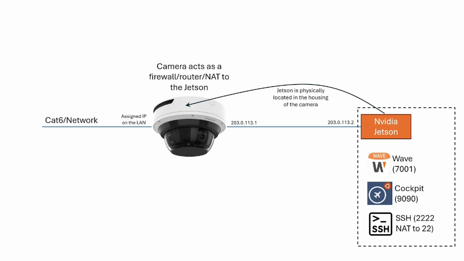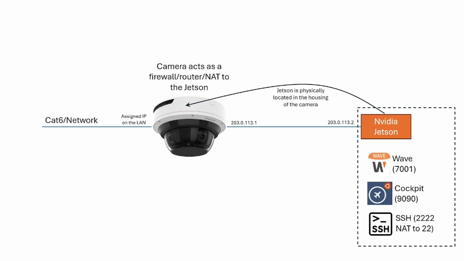In this case, it's going to be Wave, which runs on port 7001, and then Cockpit, which is a Linux administration interface on 9090 that you can connect to through a browser. And then we also have SSH enabled by default. You can go in and disable it, but it is necessary sometimes when first setting up the camera, especially if you want to run any command line into the camera, which you can do through Cockpit as well.